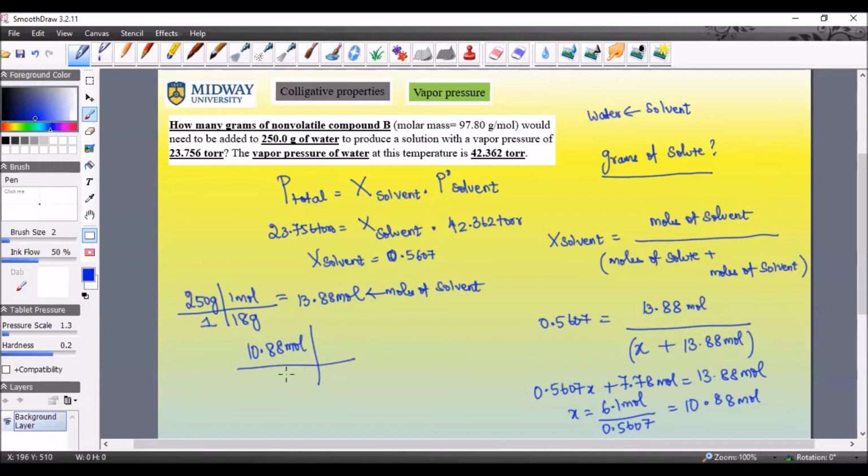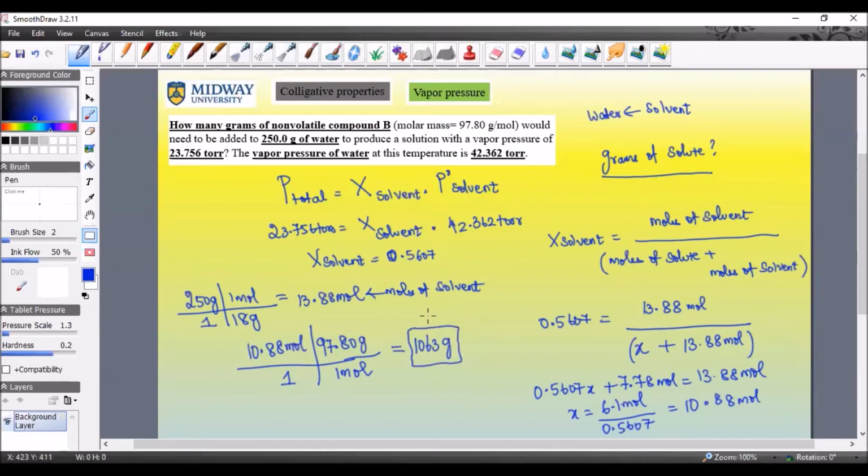This is the moles of the solute. Now that's your given information multiplied by the molar mass, which is 97.80 grams over 1 mole. So that would be times 97.80, and it will be 1063 grams. There you go.